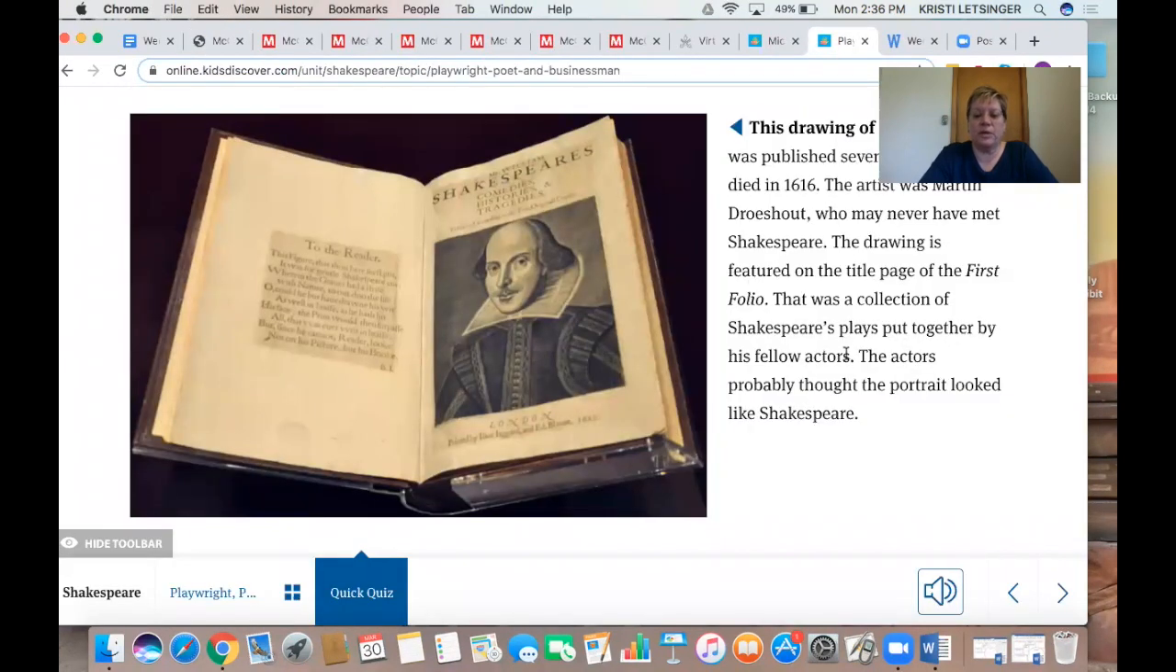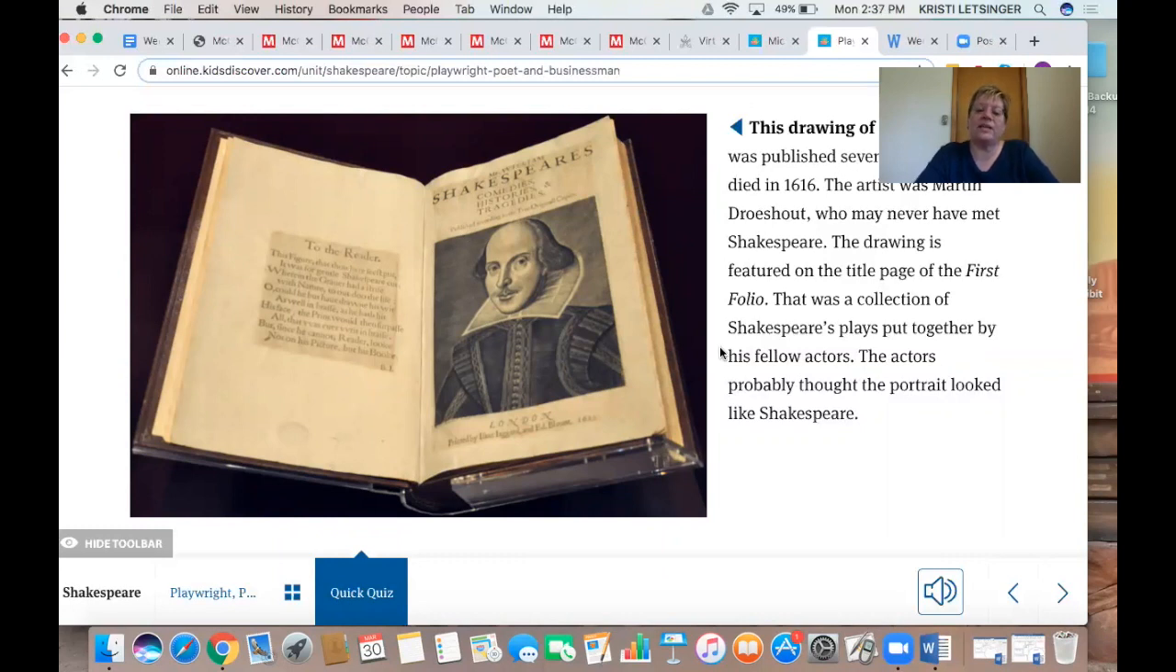Now, Shakespeare wrote about 37 plays. You can see this picture, and this is a book called The First Folio. It's a collection of Shakespeare's plays put together by his fellow actors. Shakespeare was an actor in what's called the Lord Chamberlain's Men, and they acted at a place called the Globe Theatre in London.